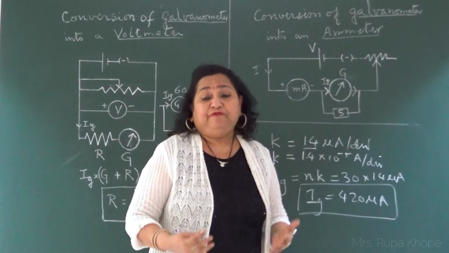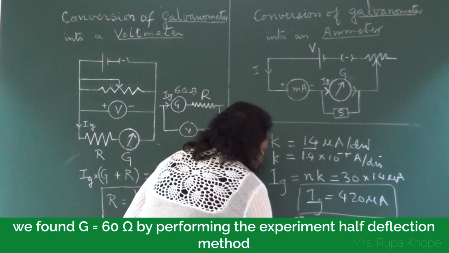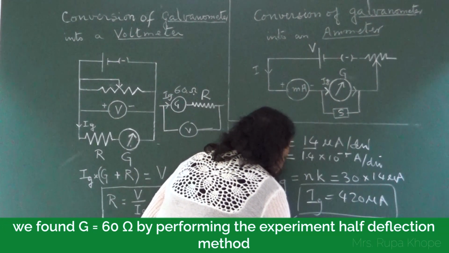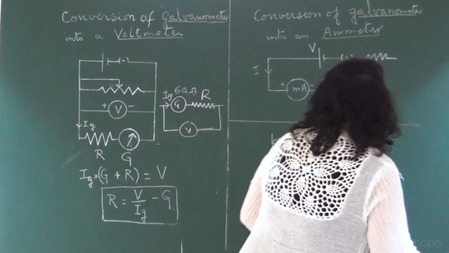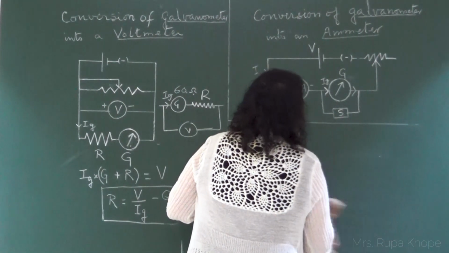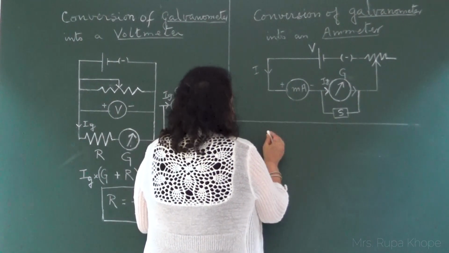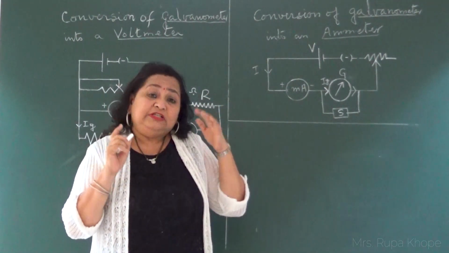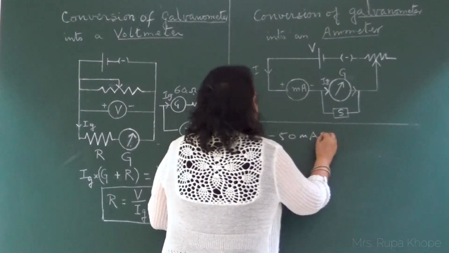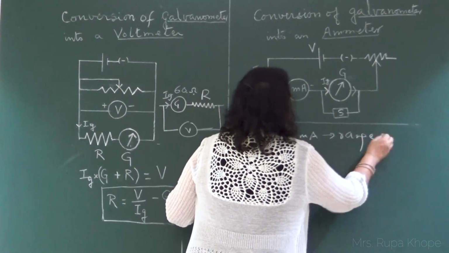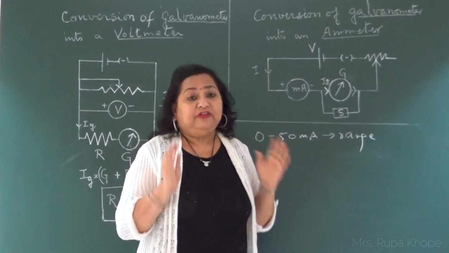Now we also performed an experiment to find out the resistance of the galvanometer. G is equal to, I got it as 60 ohm. So I have got the two results. Now what I do is, I want to convert a galvanometer into an ammeter. So I have a standard ammeter whose range is 0 to 50 milliamps. This is the range. Now I want to convert this particular galvanometer into an ammeter of that range.